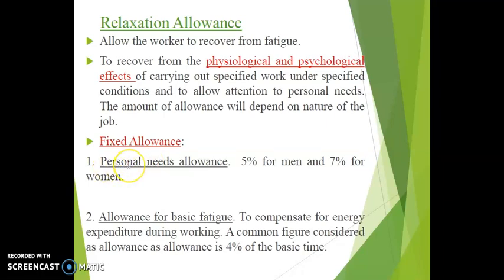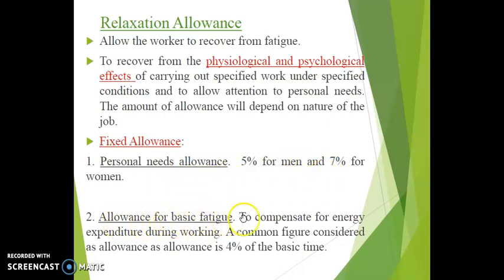As we know that personal needs are there for every human being, so we must take into consideration the personal needs allowance. It is intended to compensate the operator for the time necessary to leave the workplace to attend to personal needs like drinking water, smoking, washing hands. Usually women require more personal allowance than men. A fair personal allowance is usually 5% for men and 7% for women.